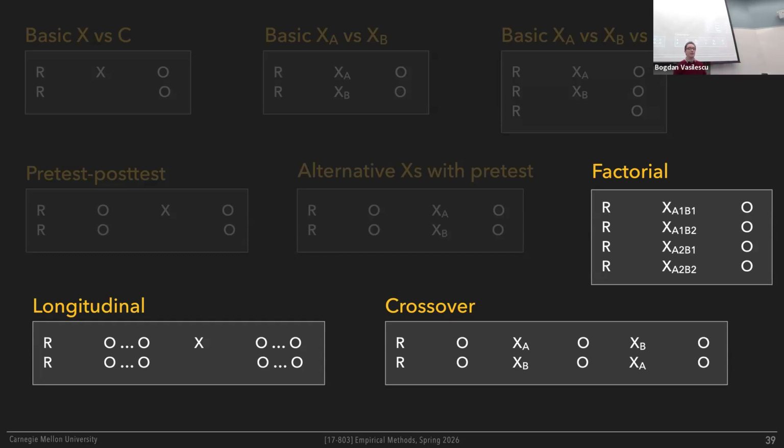So this is where they receive treatment at different times in different orders, kind of like the factorial design, with testing in between, before, after, and during. Okay, this is just one set of common designs that you may encounter for experiments.